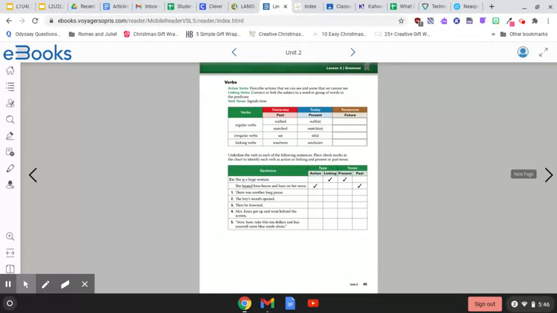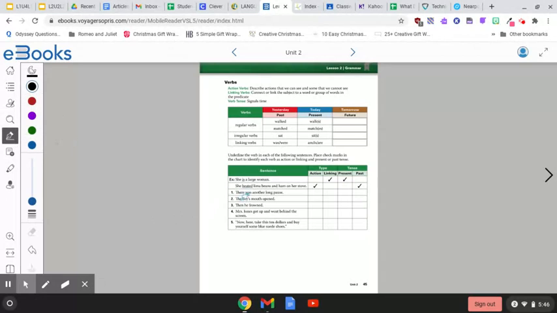Now let's look at the first sentence. What do you think the verb that we need to underline in that sentence is? Was is our verb. So we're going to go ahead and underline was. Now, is was action or linking? Was is actually a form of the verb to be, so it is linking. And it's the past tense form of the verb is, so we're going to check past.